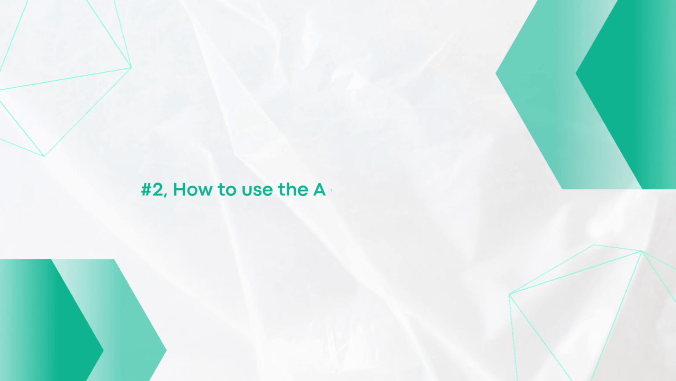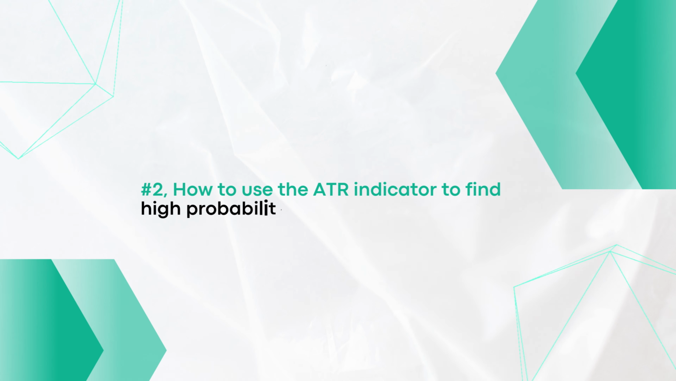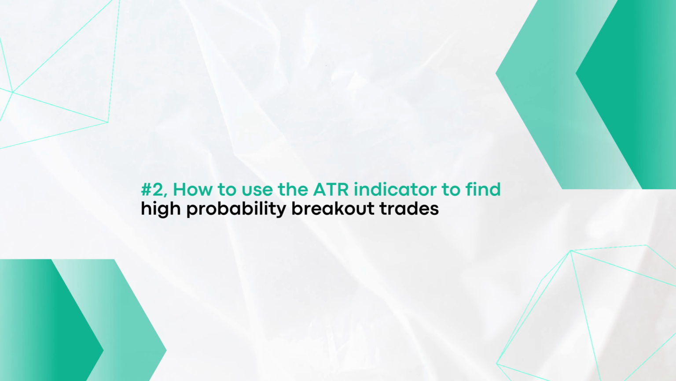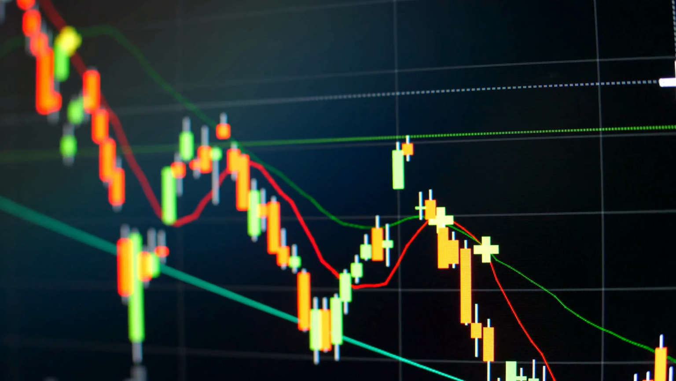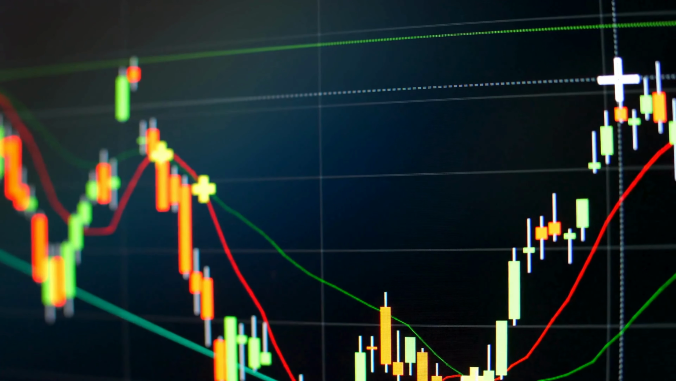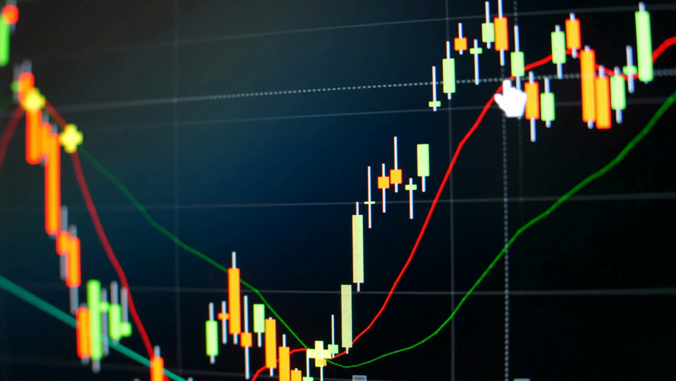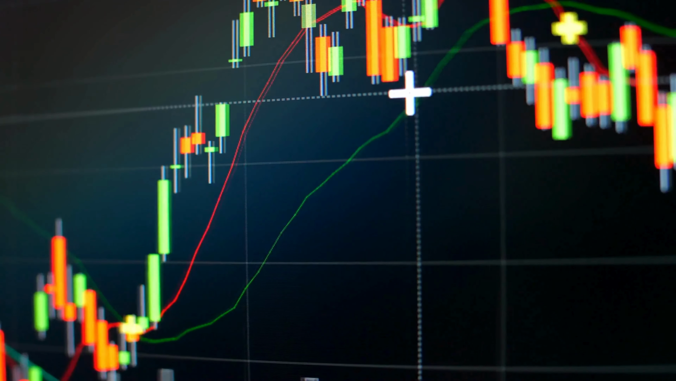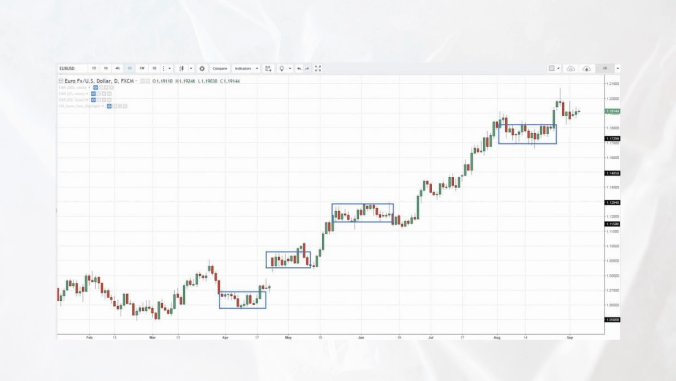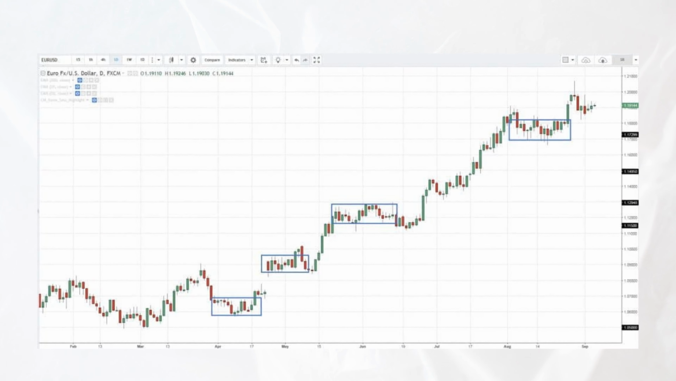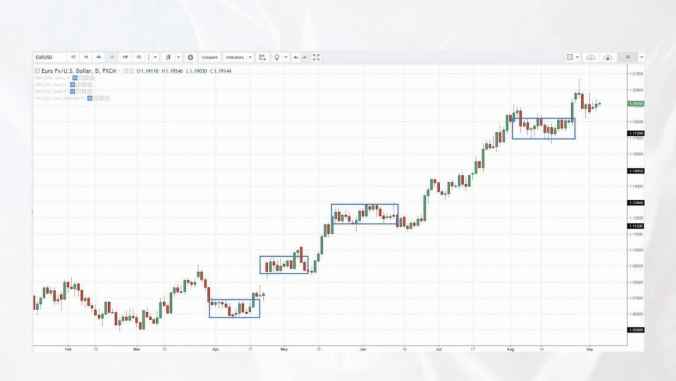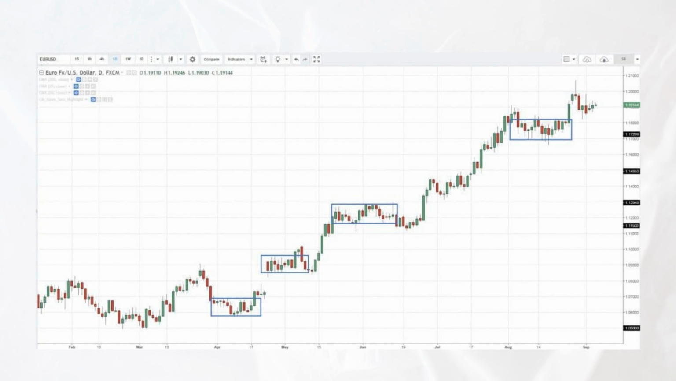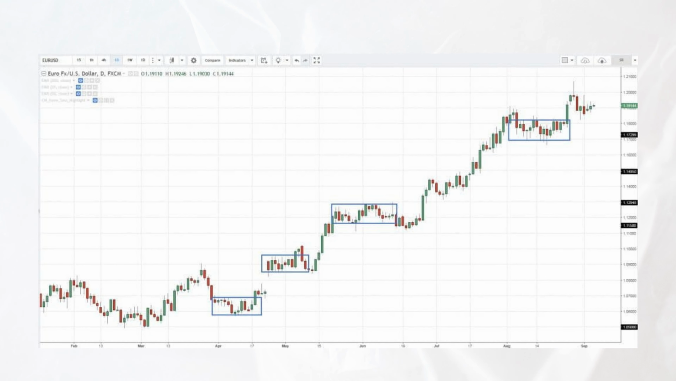How to use the average true range indicator to find high probability breakout trades. Here's a fact. The market moves from low volatility to high volatility and back to low volatility. Here's what I mean. So, if you want to find high probability breakout trades, be alert when the market is in a low volatility period. There's a good chance it'll break out. Here's how to do it.